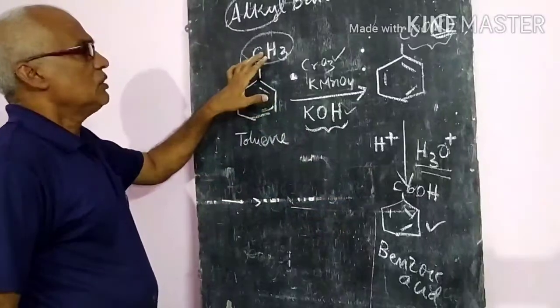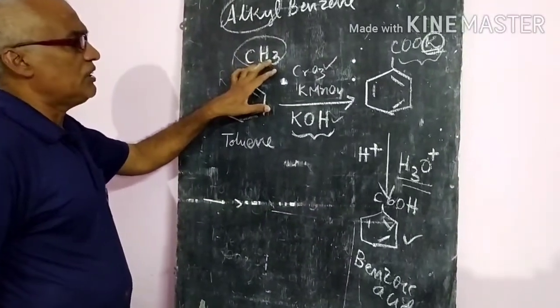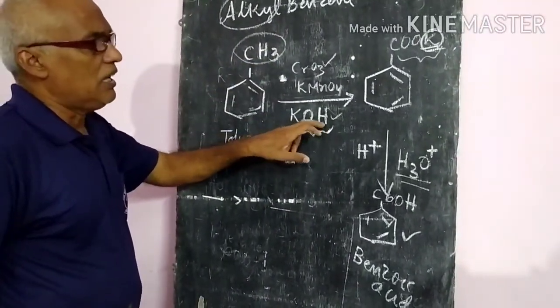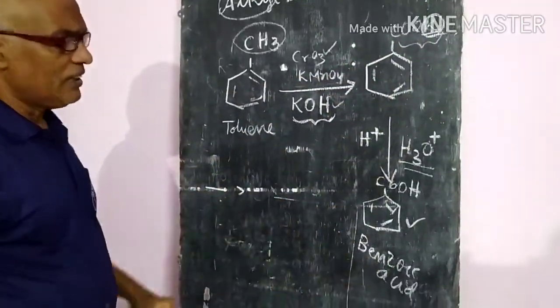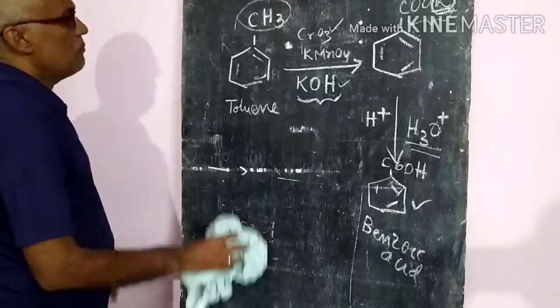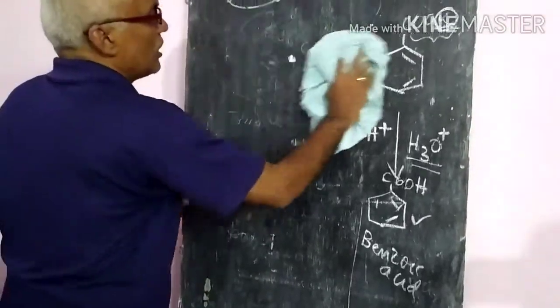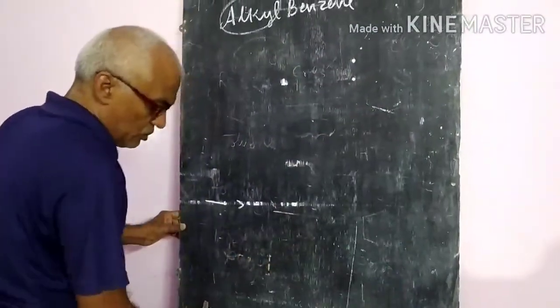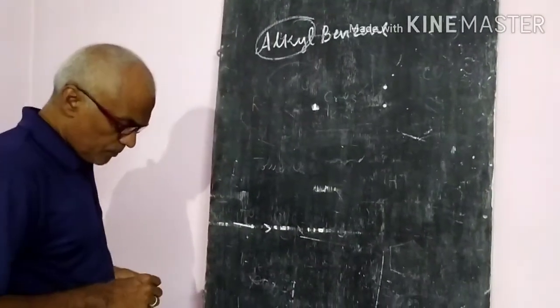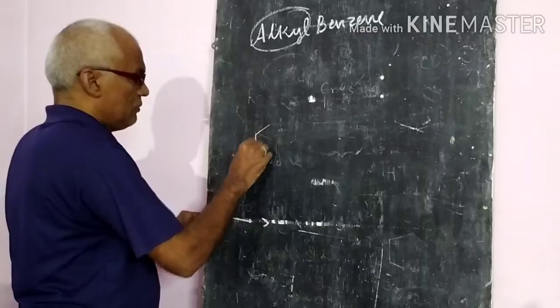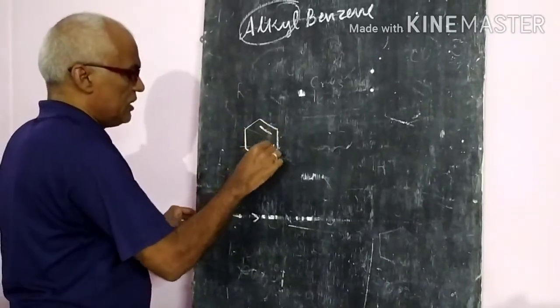So remember, if you use an oxidizing agent in the presence of alkali, you will get a salt first. Further acidification, you will get the acid. So this is the important one. Alkylbenzenes can also be converted into acids. And again, one more reaction is also there.